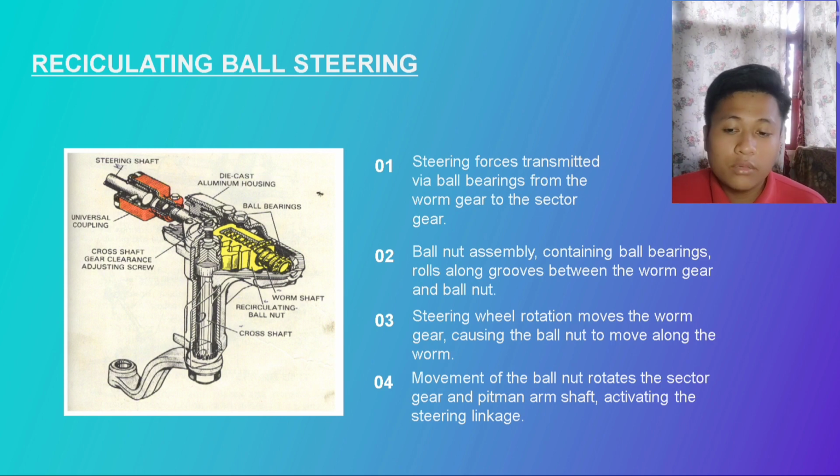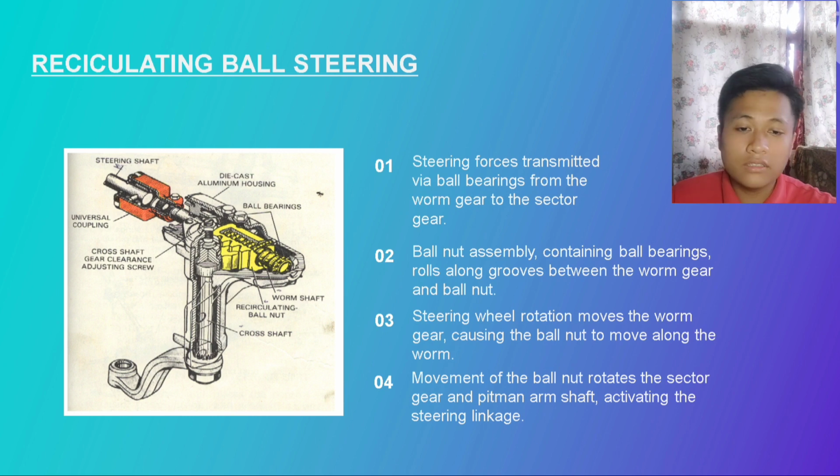The sector gear then moves to the tip of the ball nut to rotate the pitman arm shaft and activate the steering linkage. The balls are recirculated from one end of the ball nut to the other through ball return guides.